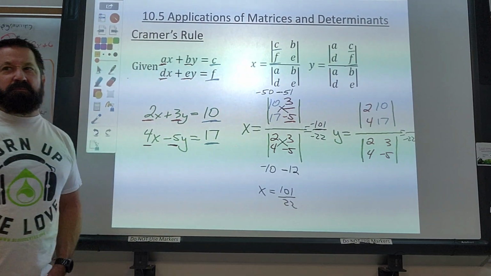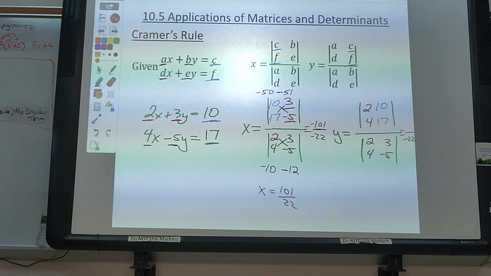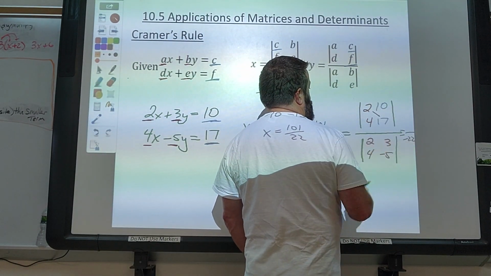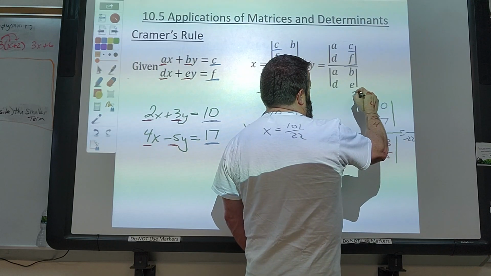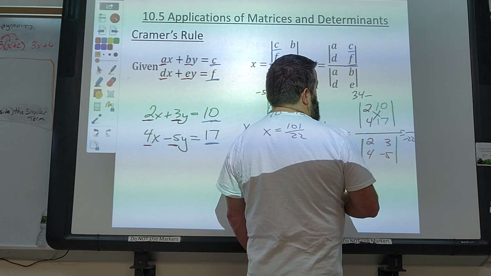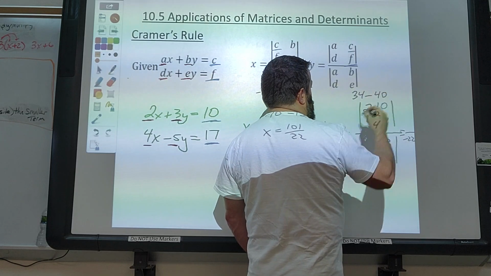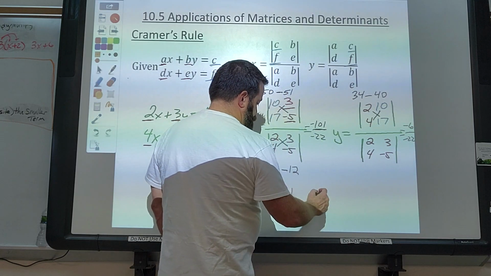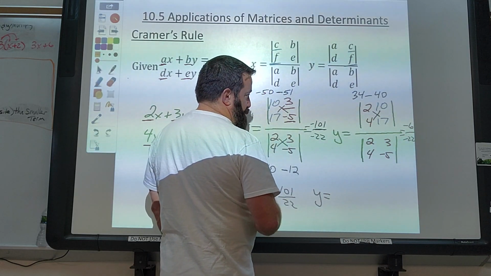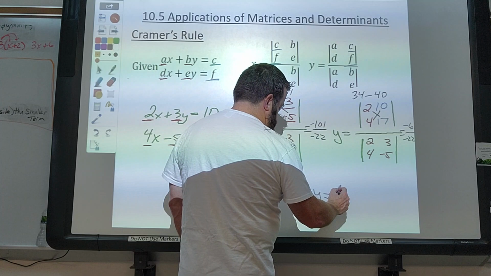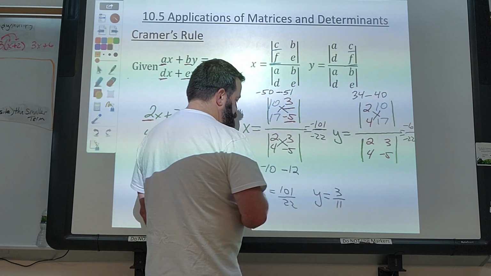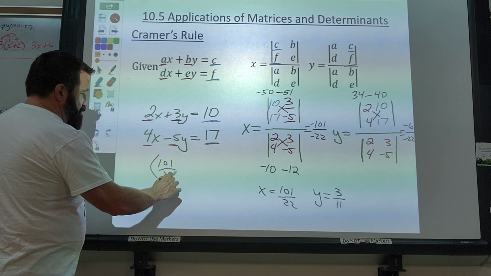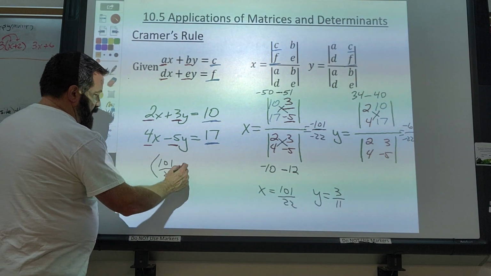So X turns out to be 101 over 22. Again, I totally made this problem up, so I wasn't looking for anything to have a nice solution to it. And I got that result, not surprised. On this one, 2 times 17 is 34, minus 4 times 10 is 40. So 34 minus 40 is a -6. So Y turns out to be a positive 3/11. So this system has a solution of 101 over 22. I do not think that's reducible at all. And 3/11.